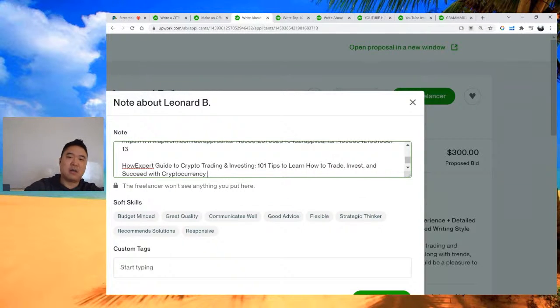101 tips to learn how to trade, invest, and succeed with cryptocurrency, such as, should we even put such as Bitcoin? Just to put it in, Ethereum. And what's the third one going to be? Oh, let's put even more details. Can you put Solana? XRP? Dogecoin?